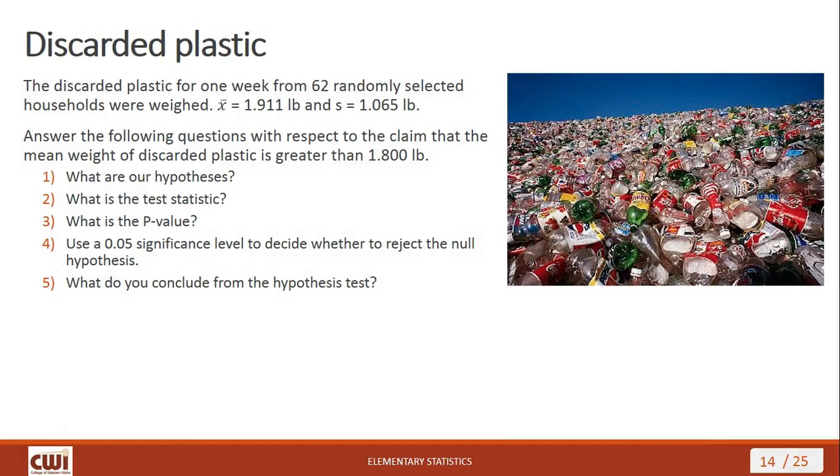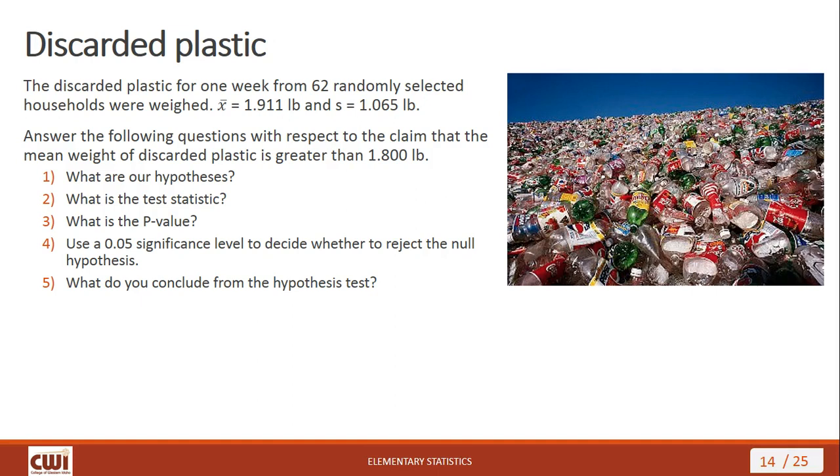Let's look at another example to illustrate what we've learned so far. Discarded plastic for 1 week from 62 randomly selected households were weighed, and we found that the mean weight was 1.911 pounds and the standard deviation was 1.065 pounds. This is for the sample.